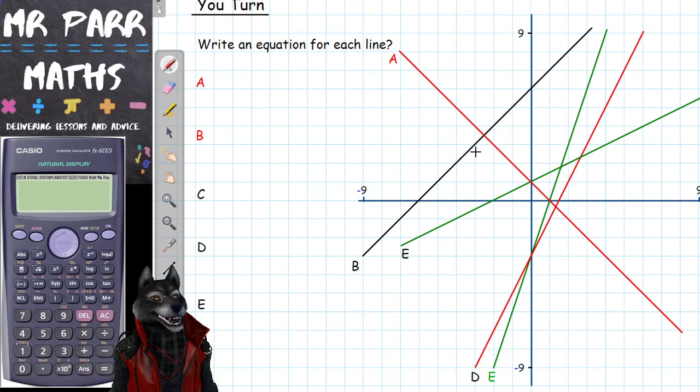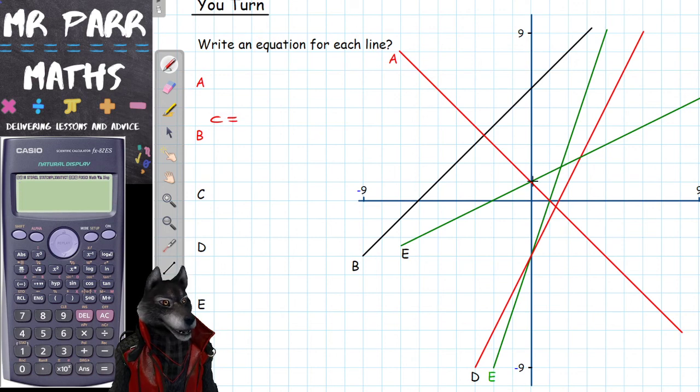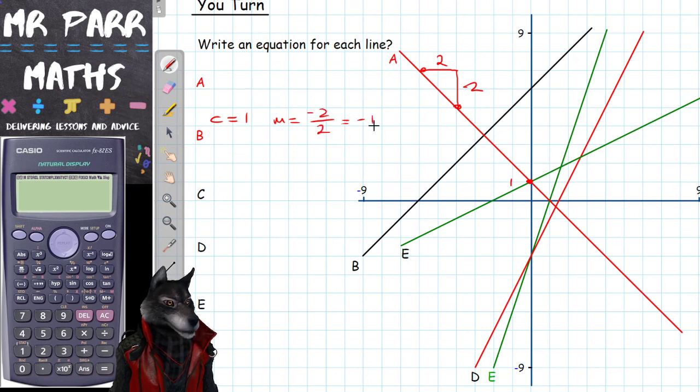Okay, so let's go through these answers. I'm going to do A first. So A, I can see immediately has a C value of 1. So C equals 1. And the gradient we're going to calculate with our triangle. So let's make a triangle. Goes across 2, down 2. So that's a run of 2, a rise of minus 2. So that's minus 2 divided by 2, rise over run, which gives us minus 1.